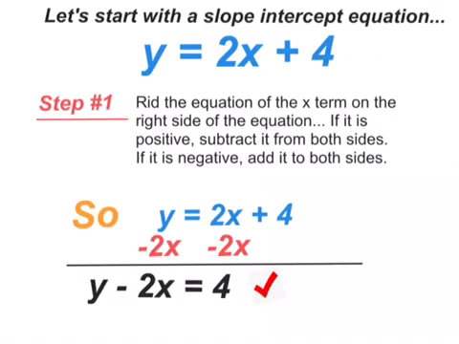Step number 1, always rid the equation of the x term on the right side of the equation. So here's my x term, 2x. If it's positive, subtract it from both sides. If it were to be negative, you simply add it to both sides. So we have positive 2x here. To get rid of it and make it a 0, we have to subtract 2x from both sides of the equation. Notice what we get. y minus 2x on this side, and over here, this is going to be 0, and 0 plus 4 gives me 4. So this is my first step. This step you always do.